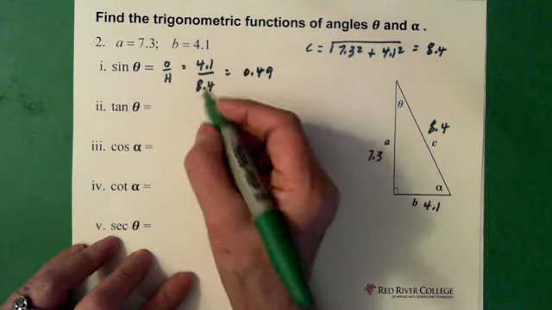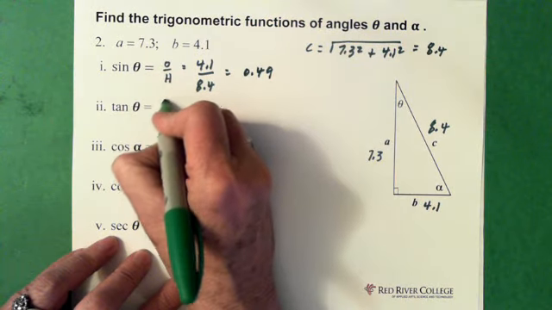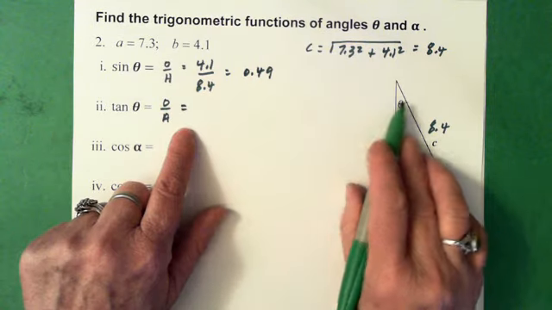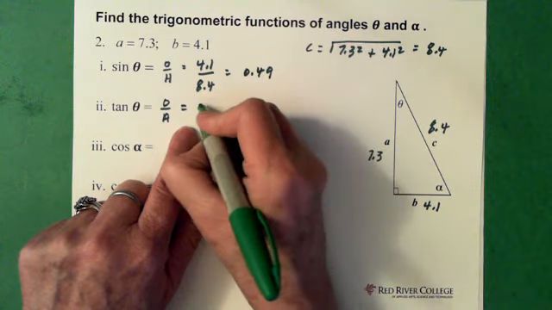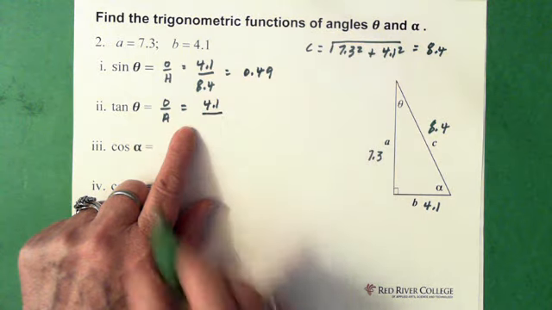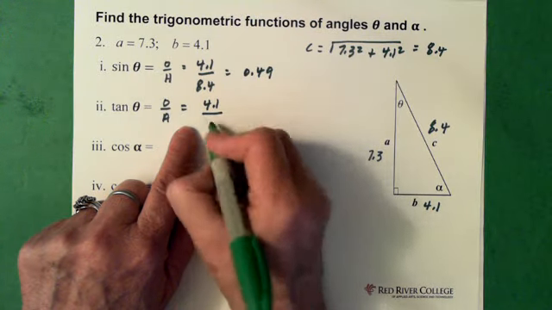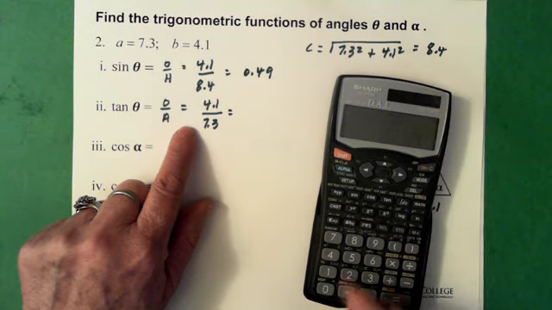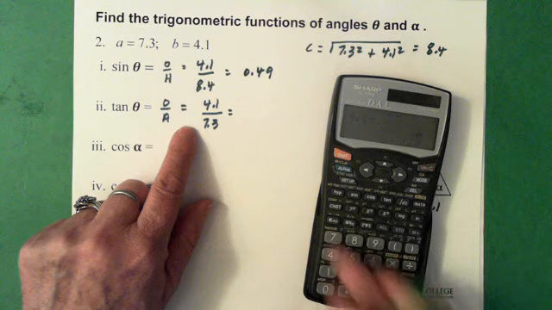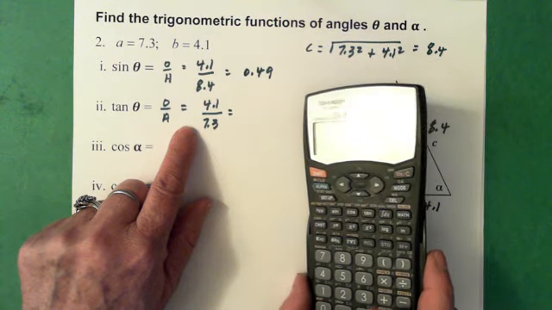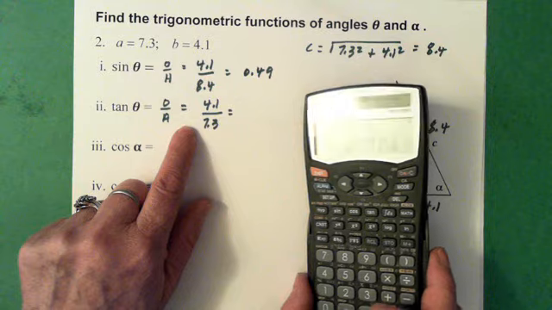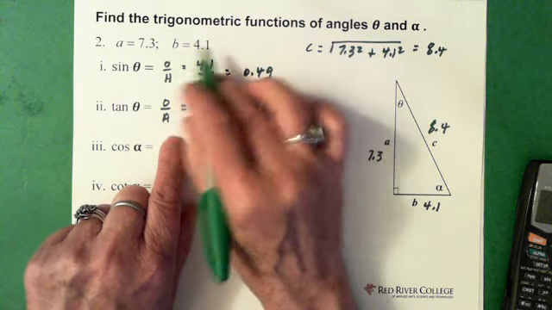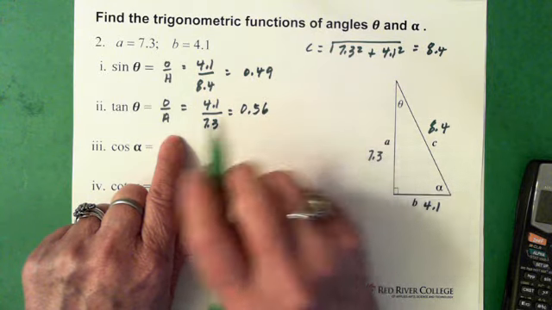The tan of the angle is opposite over adjacent, and that's the tan of theta. So with regards to theta, the opposite is the 4.1, and the adjacent is the 7.3. So then we end up with 4.1 divided by 7.3. We end up with 0.56. And we have 2 sig figs to start here, so that's why we're sticking with 2 sig figs here.